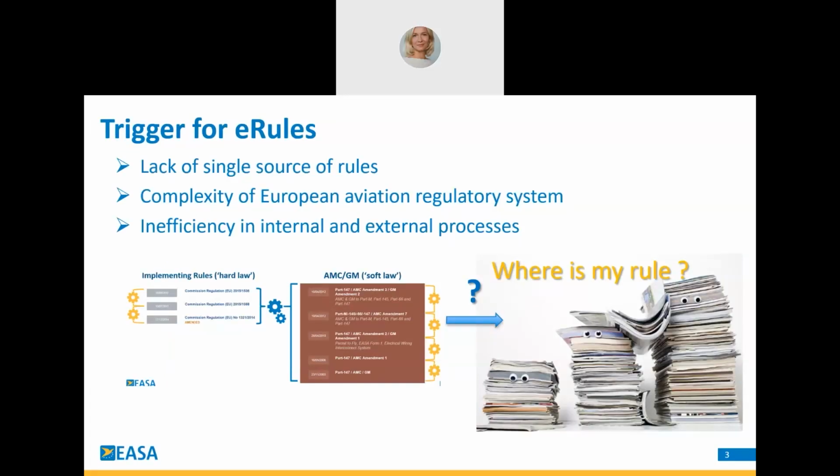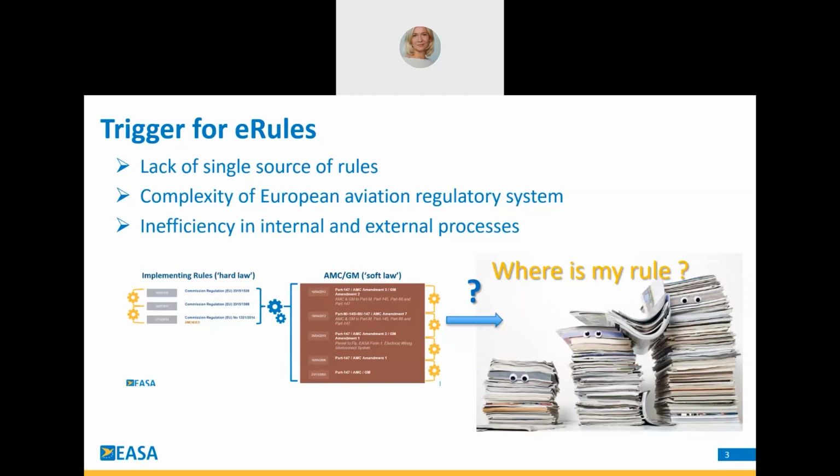So quickly about the eRules project, how it all started. This whole initiative started with recurring questions coming from the stakeholders that can be summarized as, where is my rule? It's due to the fact that the aviation regulation system is a bit complex. On the left-hand side, we have the implementing rule, the hard law, our shall, what you shall do. And this is produced by the European Commission and is published in a PDF format on the Commission site in the official journal. Whenever there is an amendment, by default, you do not have a consolidated version, but you will have an additional regulation saying from now on, the paragraph so-and-so reads in the following way.